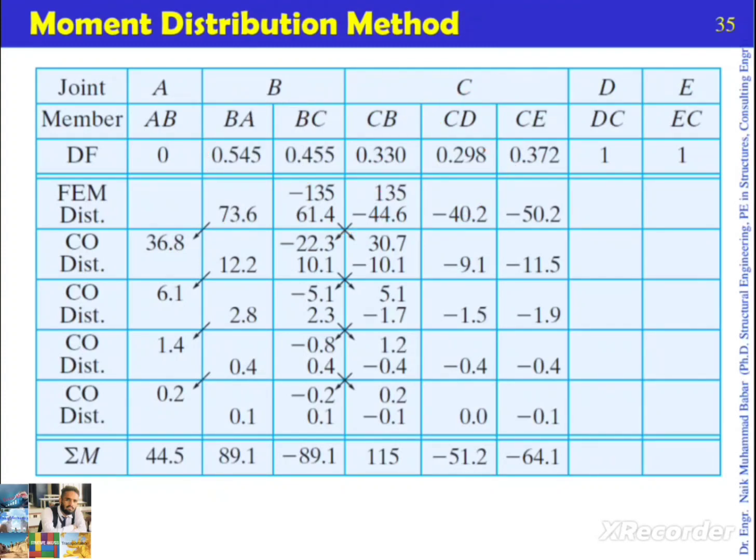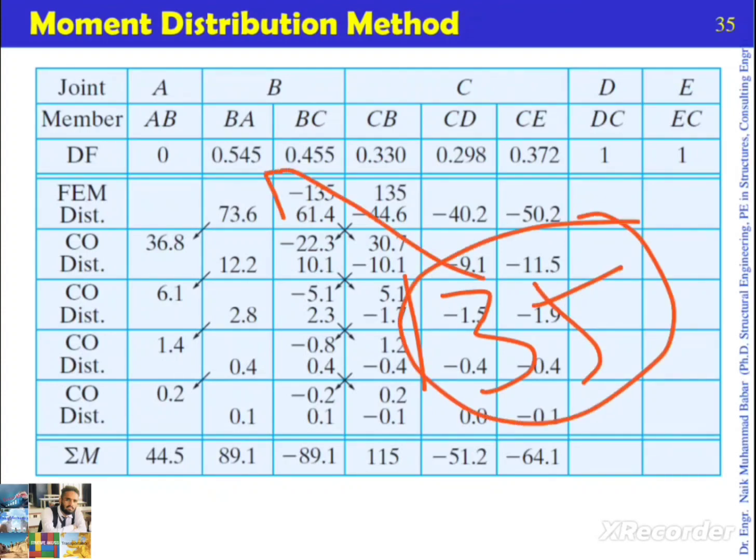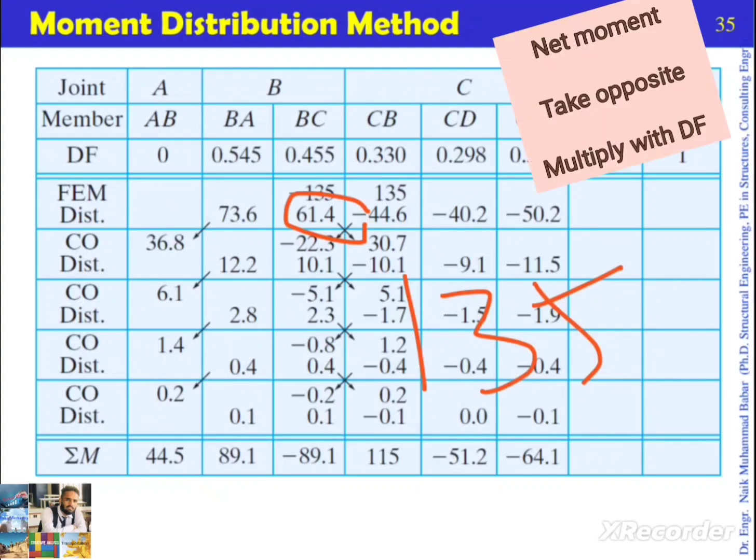Multiply this plus 135 by the distribution factor of each member, and we will get the distribution moment. So 135 multiplied by 0.545, we get the distribution moment 73.6. Now the same plus 135 multiplied by the other distribution factor, we get the moment 61.4. Remember, this is the first step: from the fixed end moment we distribute this fixed end moment.